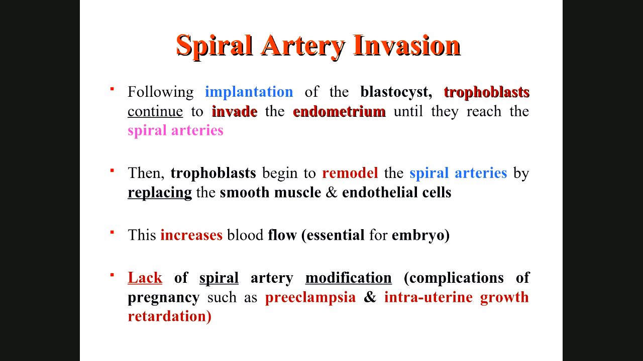So how does the spiral artery change following implantation of the blastocyst? The trophoblasts continue to invade the endometrium until they reach the spiral artery. Then the trophoblast begins to remodel the spiral artery by replacing its smooth muscle and endothelial cells. This increases the blood flow, which is essential for the embryo. Lack of spiral artery modification can lead to complications such as preeclampsia and intrauterine growth retardation. Okay, so these are the modifications of the spiral artery.